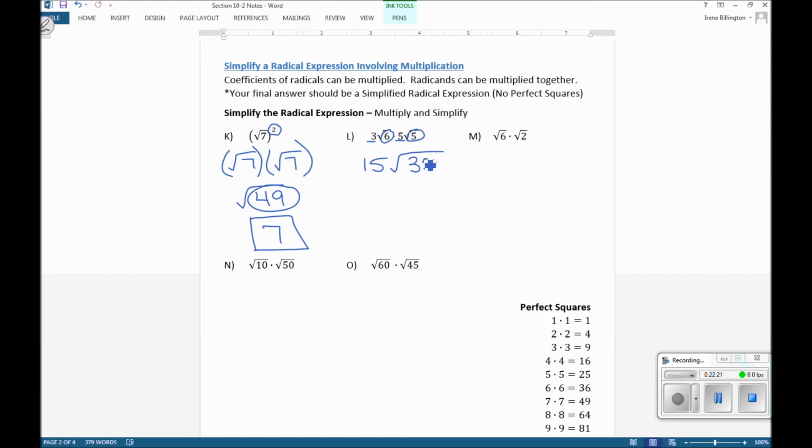Now, if I look at our next example, M, we know that we can multiply the 6 and the 2 and we get the square root of 12. All right, so we'll multiply our radicands together to get square root of 12, which is 2 times the square root of 3. Underneath the radical remains the 3.